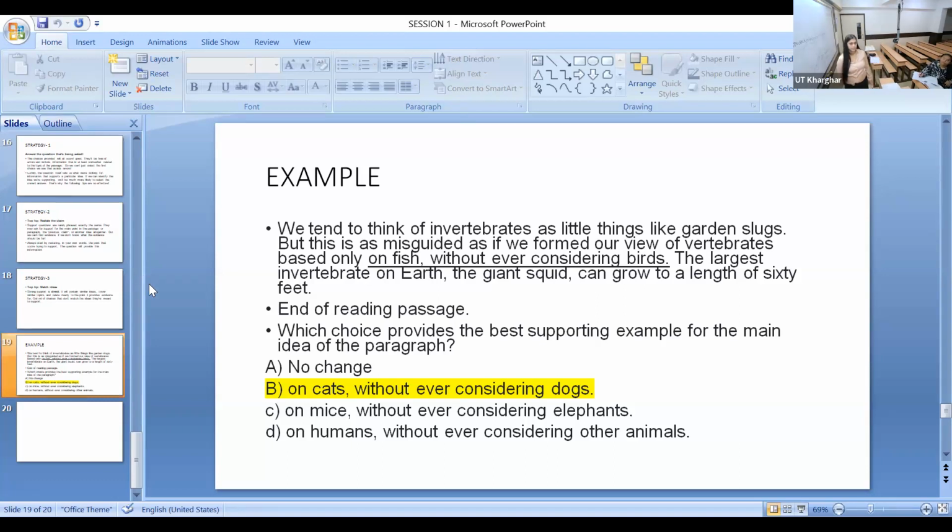Saina, read out an example. We tend to think of invertebrates as little things like garden slugs, but this is as misguided as if we formed our view of vertebrates based only on fish without ever considering birds. The largest invertebrate on Earth, the giant squid, can grow to a length of 60 feet. Which choice provides the best supporting example of the main idea of the paragraph?